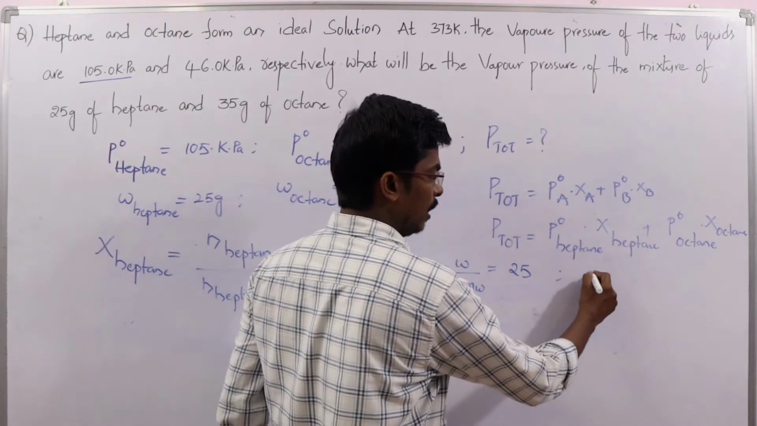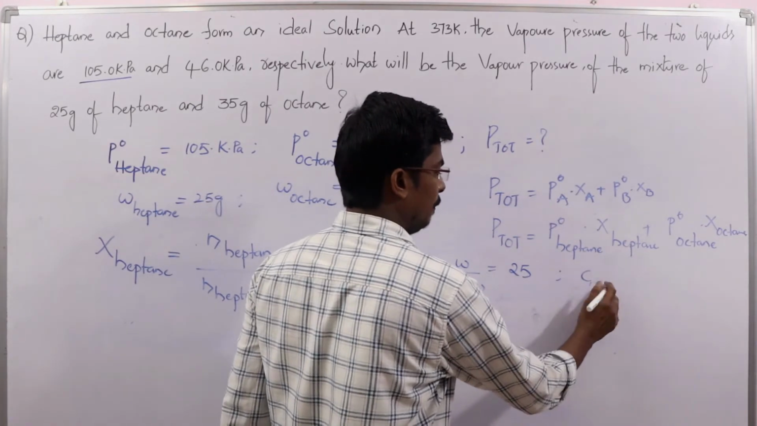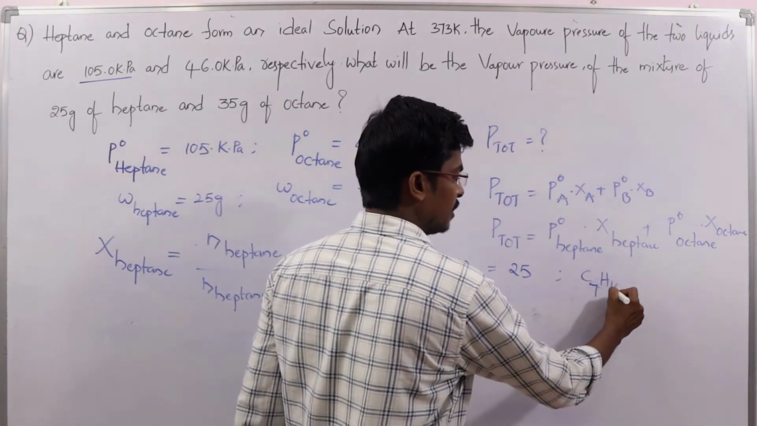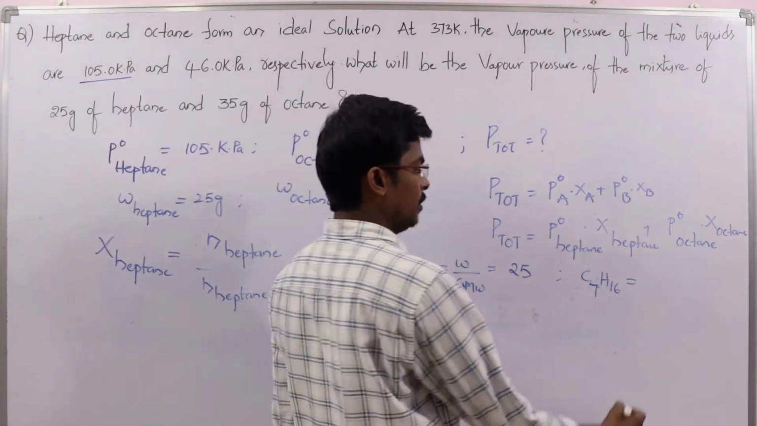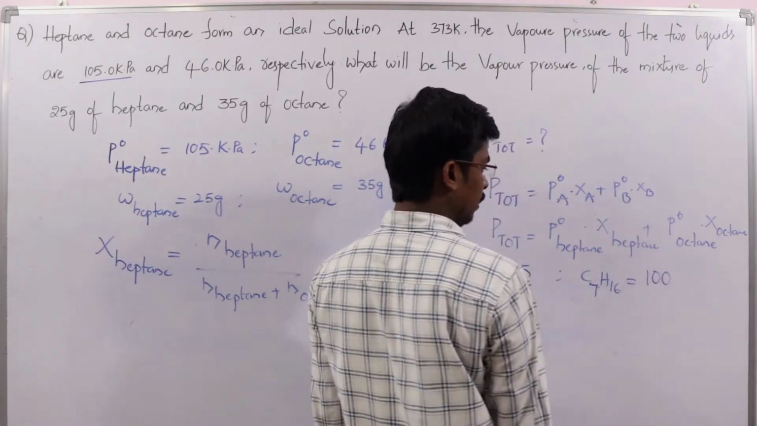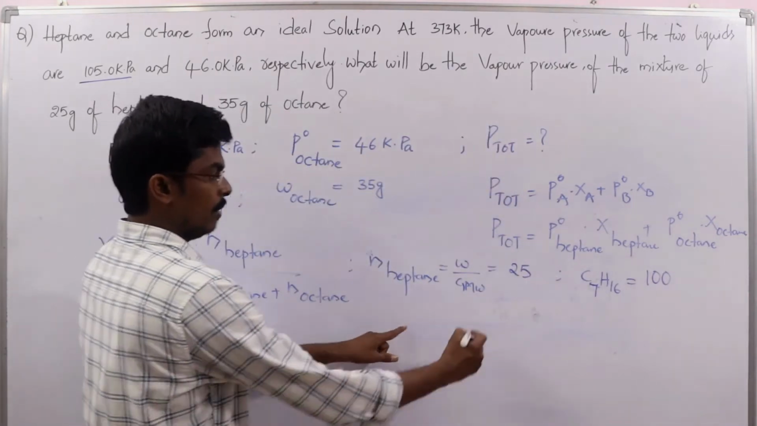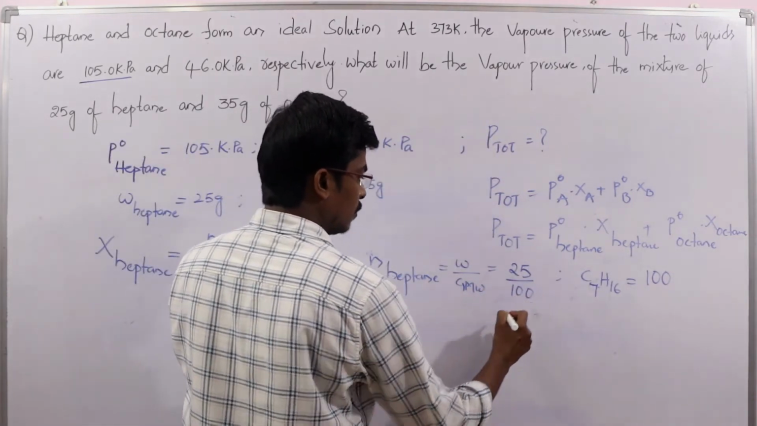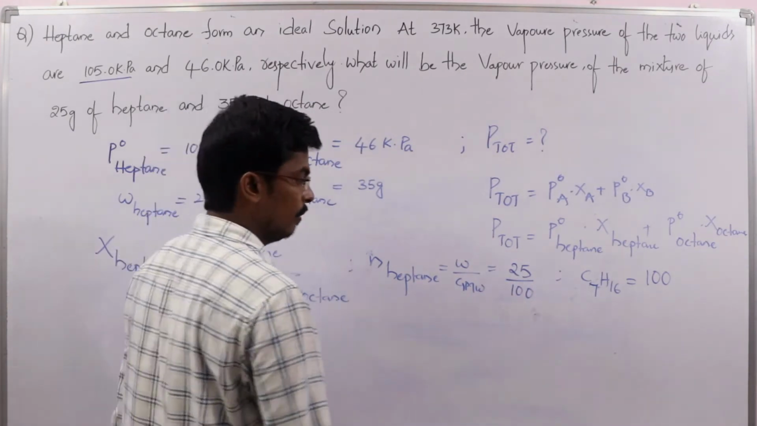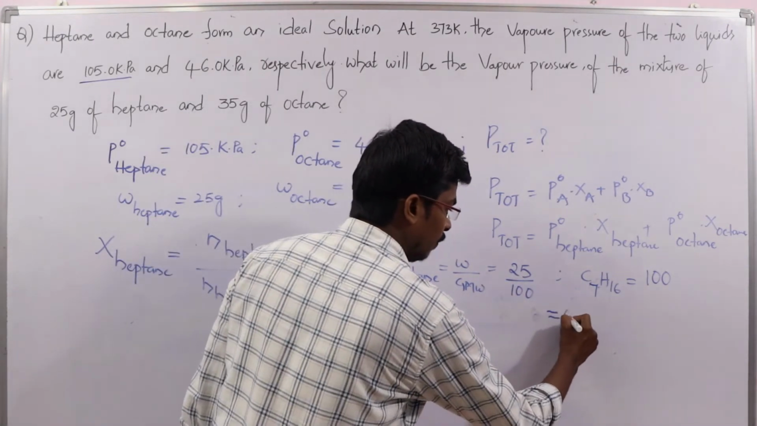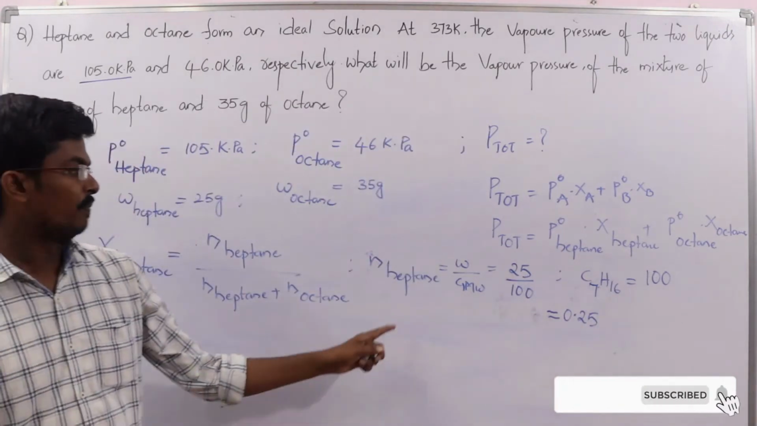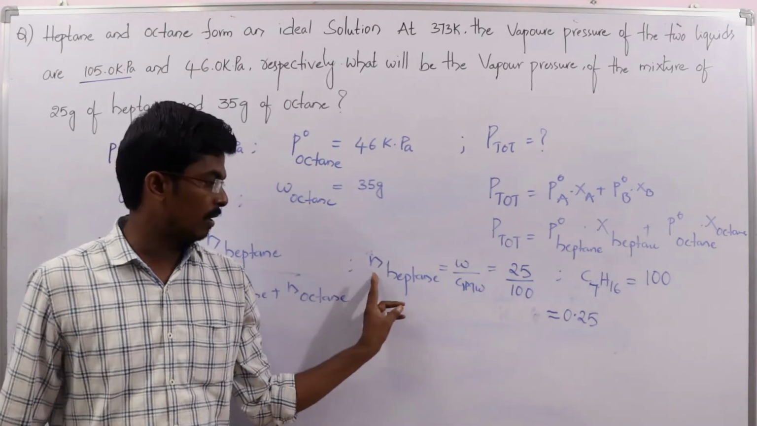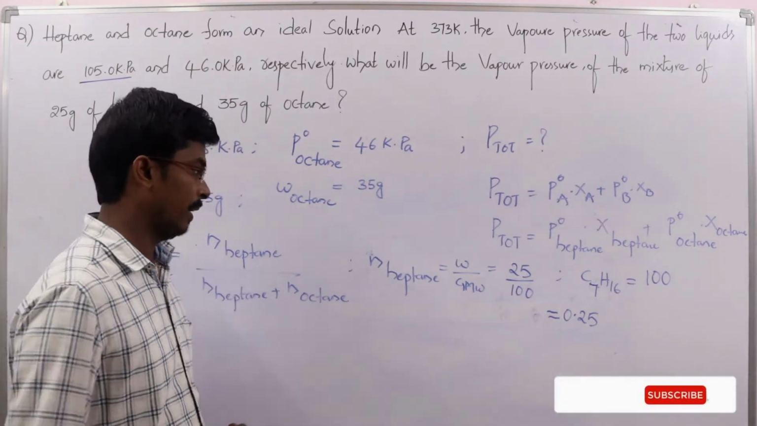So the gram molecular weight of heptane, C7H16, how much do you get? You will get 100 gram molecular weight. So 25 by 100 is nothing but 1 by 4, which is 0.25. Sorry, that is N heptane, the number of moles of heptane, 0.25.